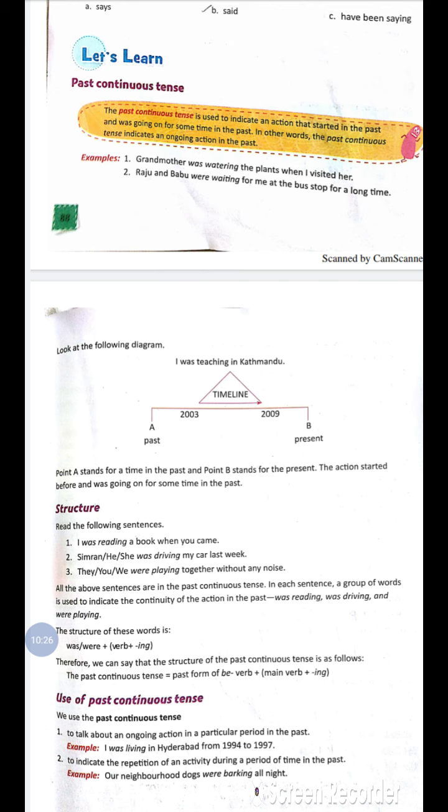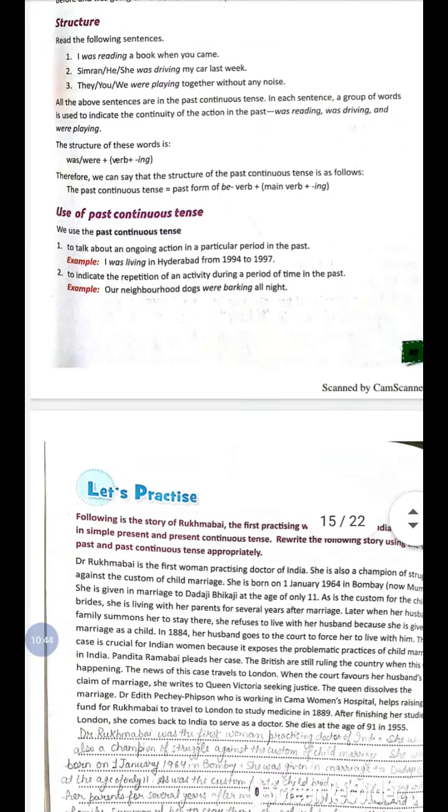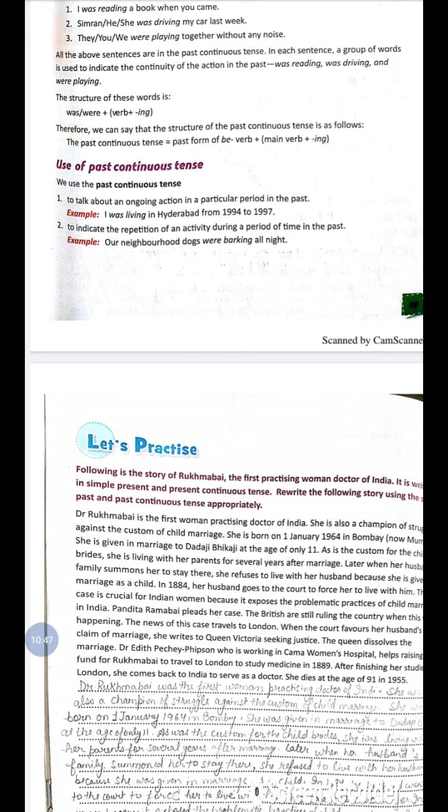Next thing is, I was reading a book when you came. Simran was driving my car last week. So, the structure of these words is was, were plus ing. Use of past continuous tense to talk about an ongoing action in a particular period in the past. I was living in Hyderabad from 1994 to 97. To indicate the repetition of an activity during a period of time in the past, our neighborhood dogs were barking all night.